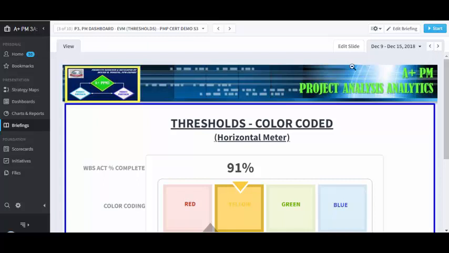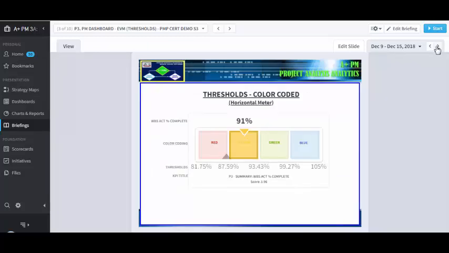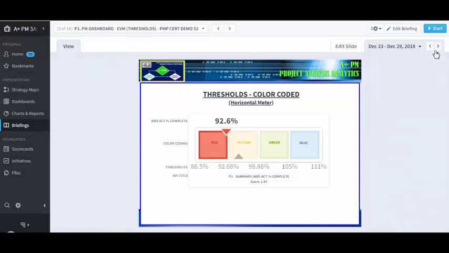But we're going to go back to December 29th, because that's the period for year end. So the threshold for color coding red is 86.5 to 92.68. The threshold for coloring it yellow would be 92.68 to 98.86. The threshold for establishing green would be 98.86 at this point in time.